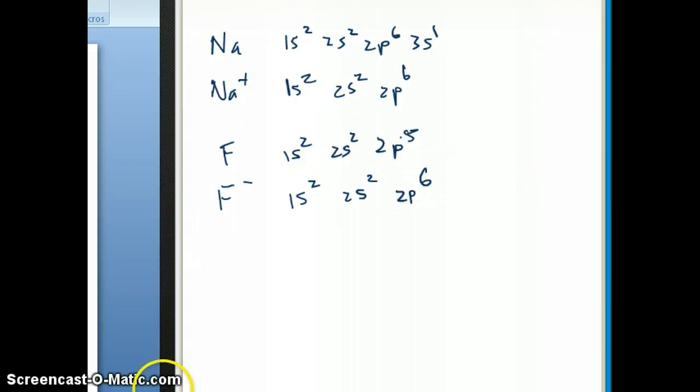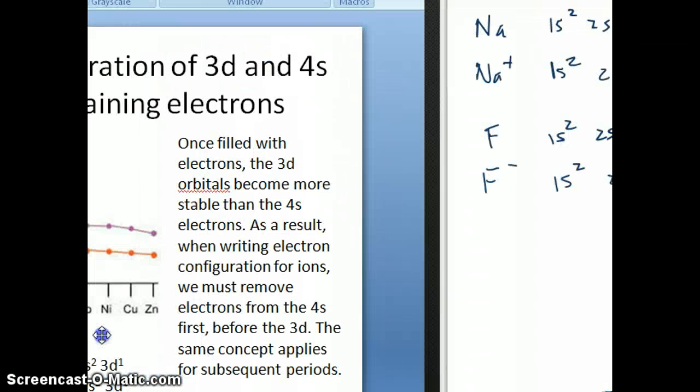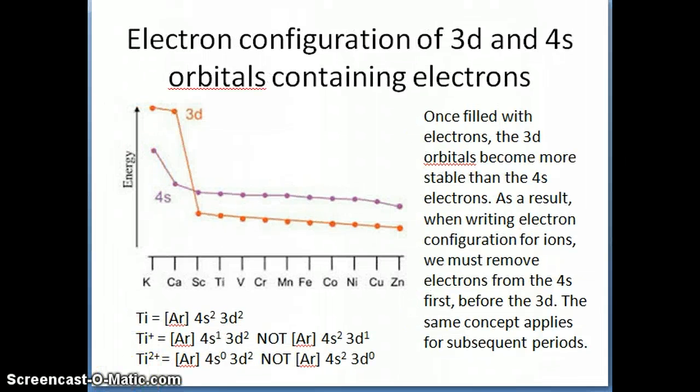Now, this is all fine and good if we're talking about main group elements, which is things like sodium and fluorine. When you're talking about the transition metal, it becomes a little bit more complicated, because what you have to do then is consider the stability of the 3d and the 4s. And as we said before, the 4s is actually a little bit more stable than the 3d when we're talking about just empty orbitals, orbitals that don't have electrons in them. So when you're trying to put in electrons, the electrons have to go in the 4s orbital first, because the 4s orbital is lower in energy.